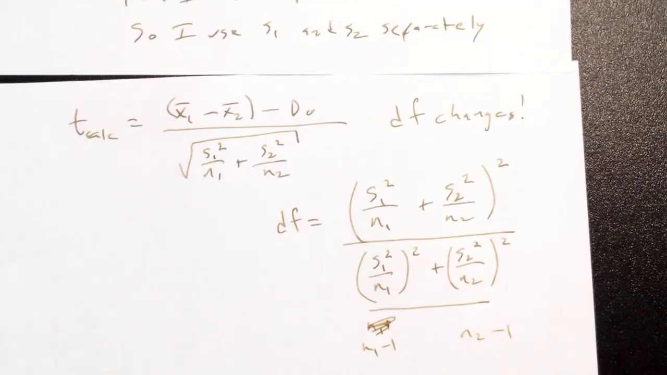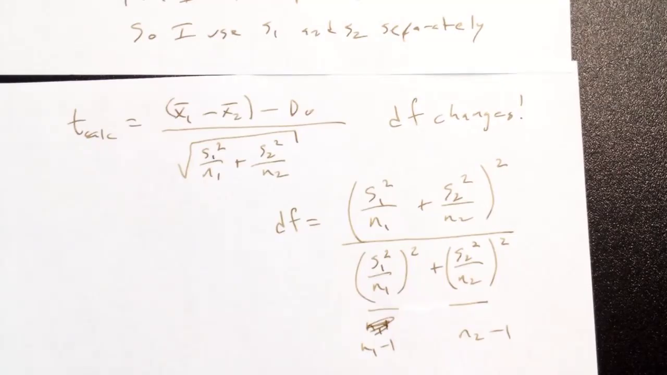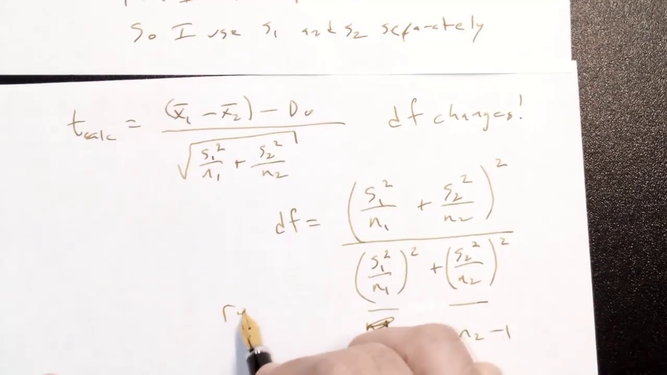Those should actually be separate fractions. So I need to erase something there in the middle. Let me get my correction tape. Those should be separate fractions. Oh my God. So I'm going to shove this into a calculator, and whatever I get here, I'm going to round up.